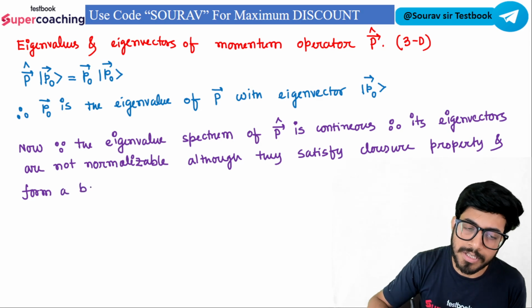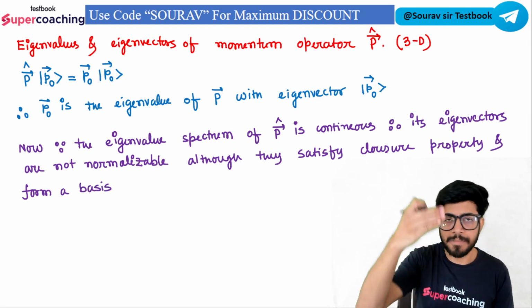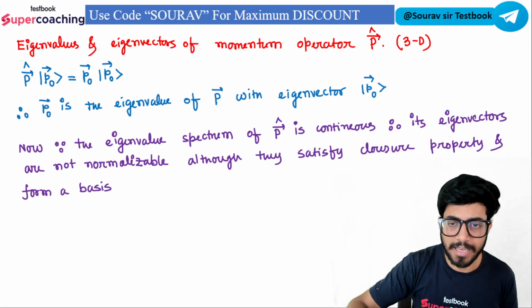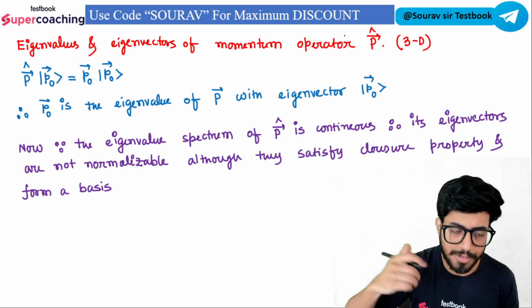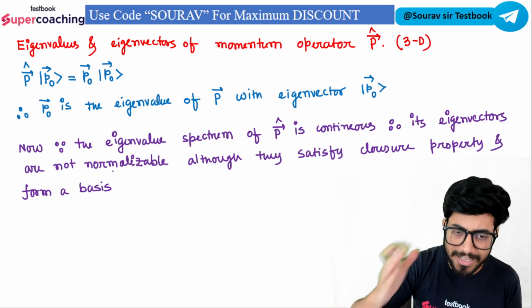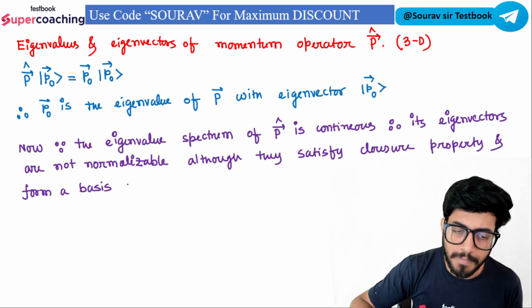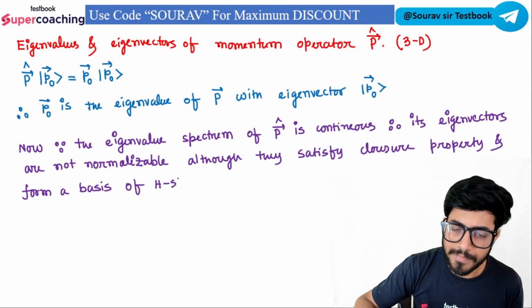Form a basis. This has to happen, the eigenvector of any Hermitian operator forms a basis of the Hilbert space. Momentum operator is a Hermitian operator, position operator is a Hermitian operator. So their eigenvectors have to form a basis of the Hilbert space.